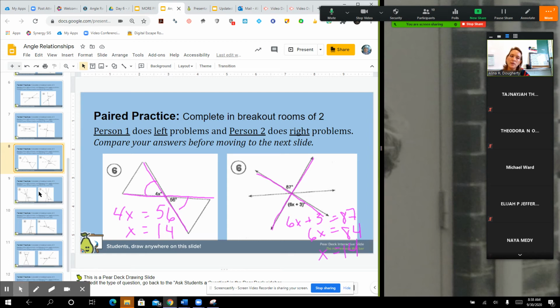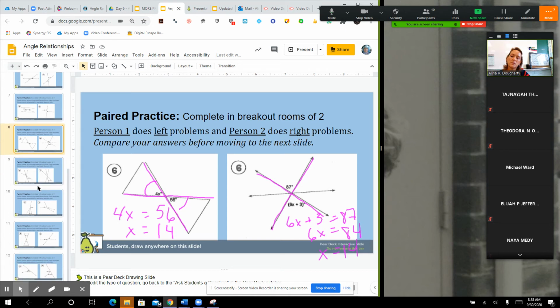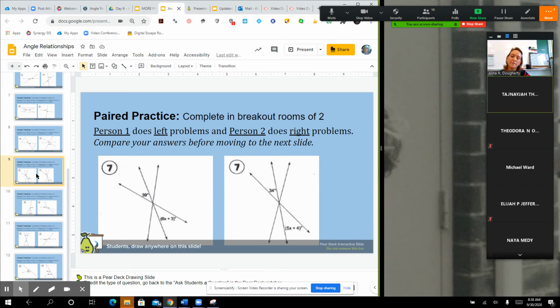Should we look at slide 9? When they are across from each other, they are congruent. If you can highlight one line and then highlight another line and they are opposite each other, they're always congruent.